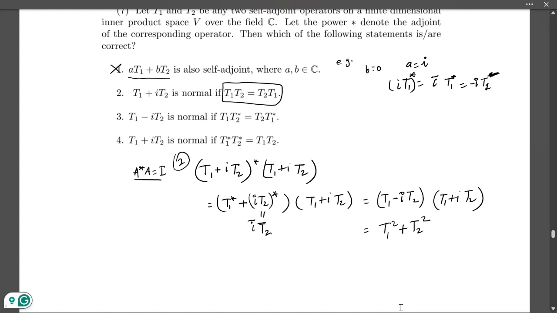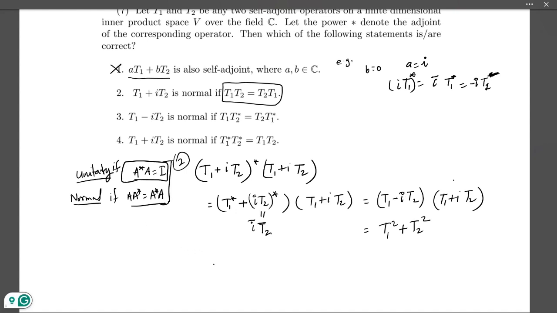Oh, this is for unitary. My fault. Normal. Someone can correct me if I'm stating the wrong definition. Normal is A star A equal to A A star.